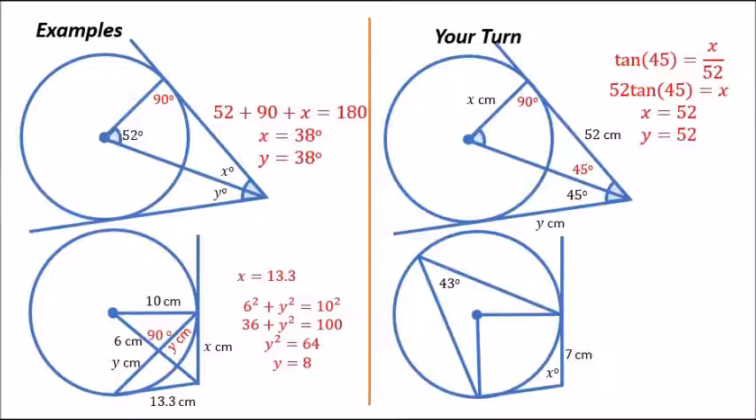For the next part, we have y here, and that is also 52 because this line here is the same length as this line here.